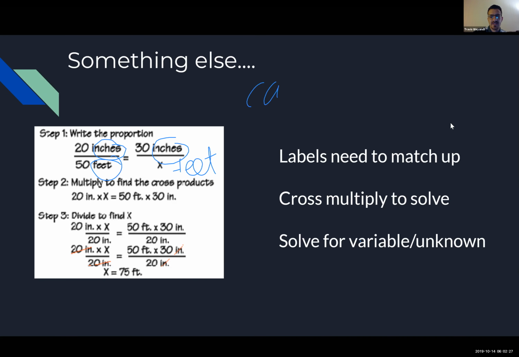If I'm dealing with, I don't know, we'll say since it's Halloween, candies per bag, and I go to make a proportion to a second fraction, candies goes on top here, and bag goes on the bottom. I know it's terrible writing, but whenever we do proportions, the labels need to match up.